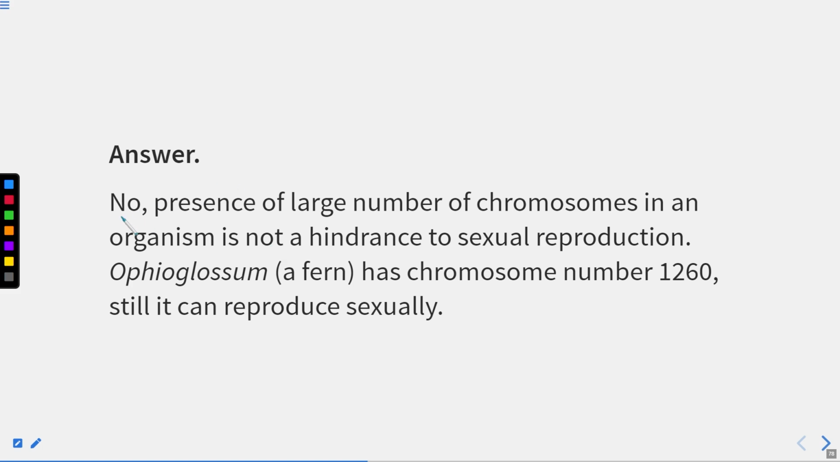So, the answer is no. The presence of a large number of chromosomes in an organism is not a hindrance to sexual reproduction. The number of chromosomes does not affect sexual reproduction. For example, Ophioglossum, a fern, has a chromosome number of 1260, but still it can reproduce sexually. So the chromosome number does not define whether the plant will reproduce sexually or asexually; the number of chromosomes is not a hindrance to sexual reproduction.